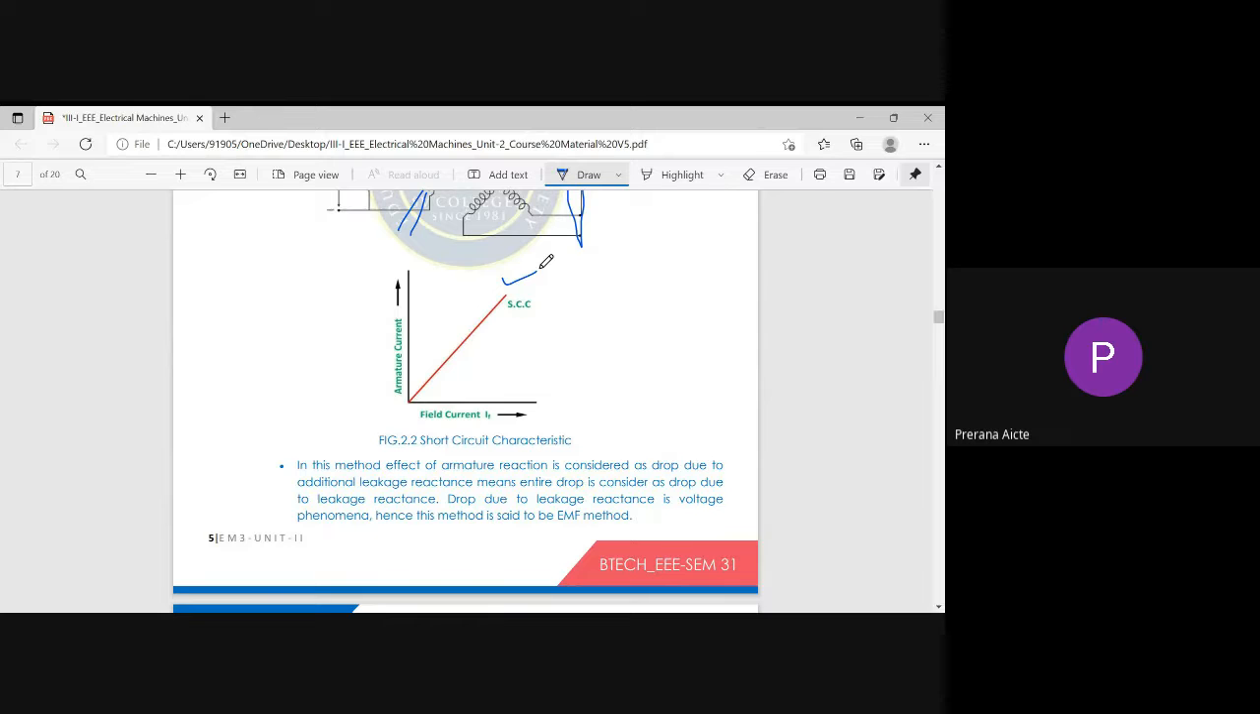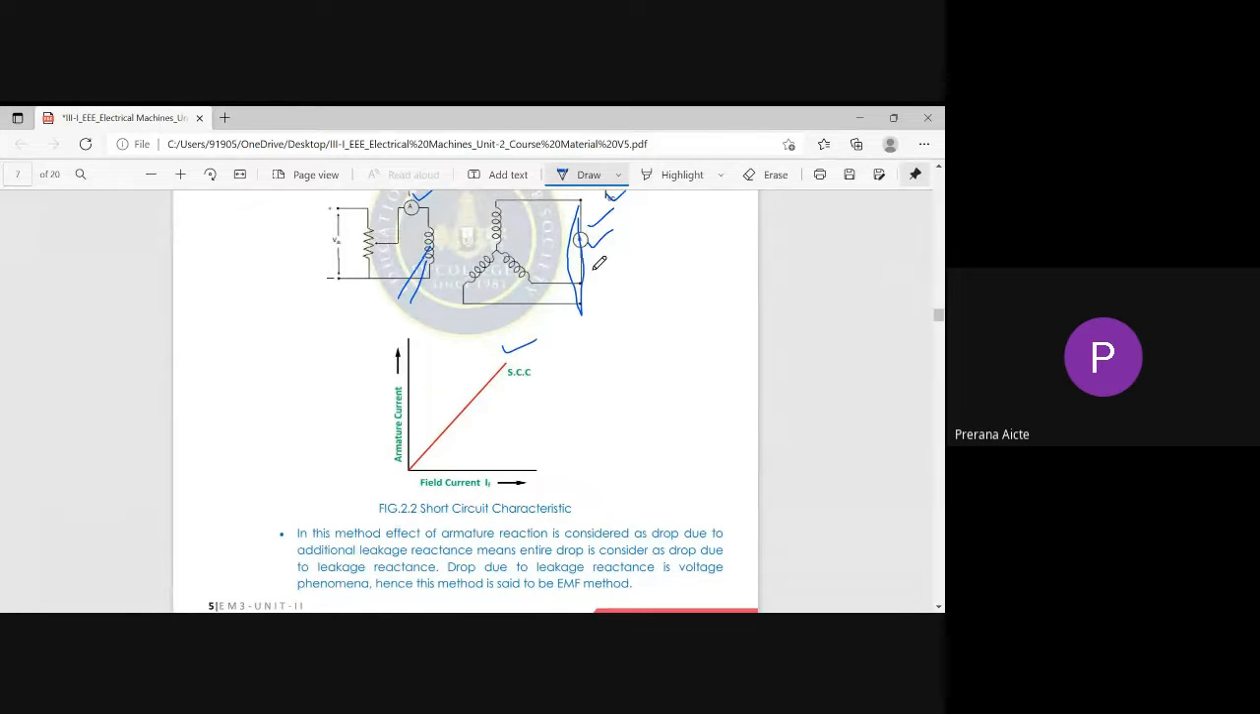There is a question from the GATE point of view: why are these short circuit characteristics linear? When we short circuit the armature terminals of the alternator, only a small, fractional field current is required to drive the rated current through the short circuited terminals. For that reason, the field current versus armature current characteristics are linear. In this test, the machine acts as a purely inductive load connected to the alternator, so there will be a demagnetization effect.